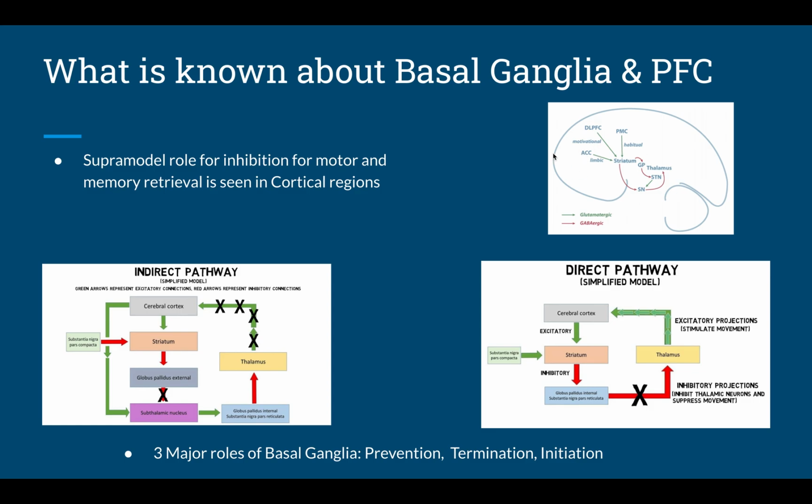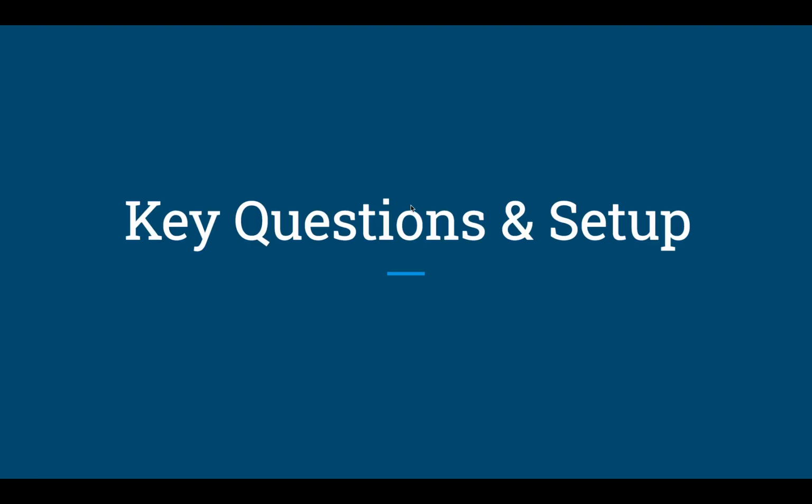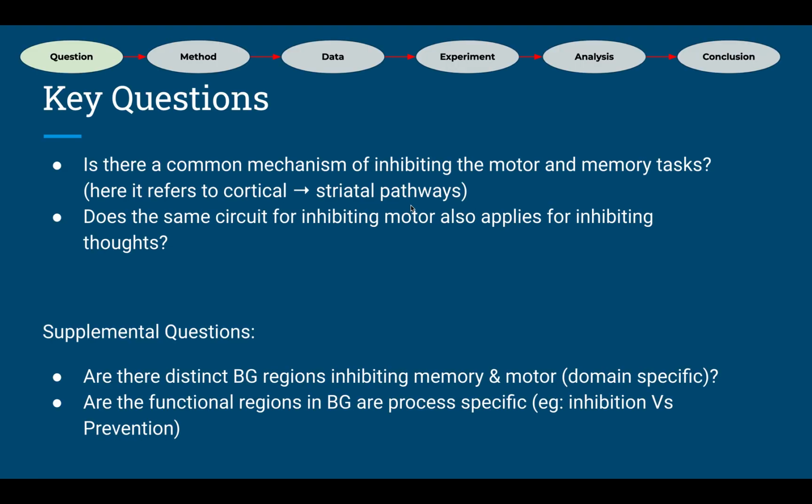Now, what is the key research question that we are going to ask? Number one, is there a common mechanism in inhibiting motor and memory access? We are talking about the pathways from the cortex to striatum. And is the circuit the same?